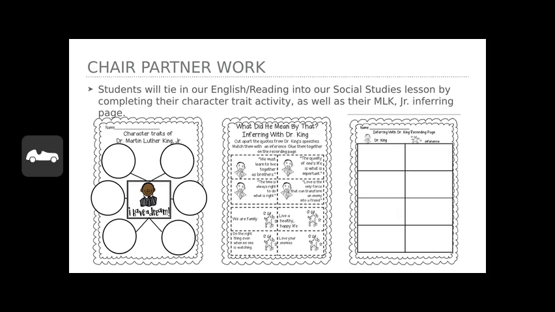After students finish that, we would move on to what did he mean by that, inferring with Dr. King. In this activity, students would cut the left page, and this is going to be the quotes that Dr. Martin Luther King Jr. said, and then the ones below it are the inferences, basically meaning what he actually meant. So on the page on the far right, the left column would be where they would glue in their Dr. King quotes, and on the right is where they would glue in the inference that matches the quote.